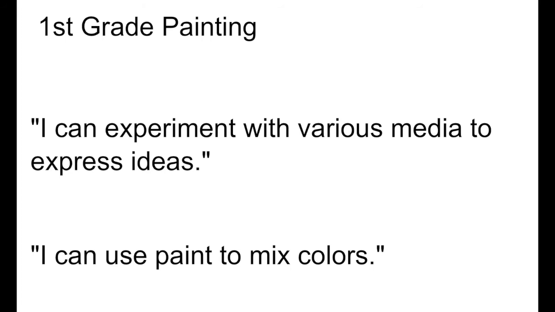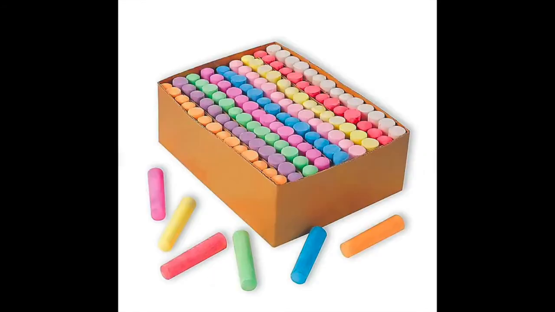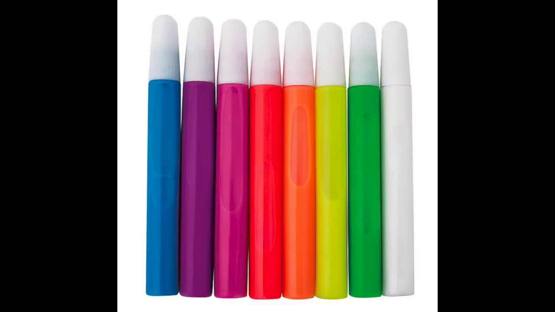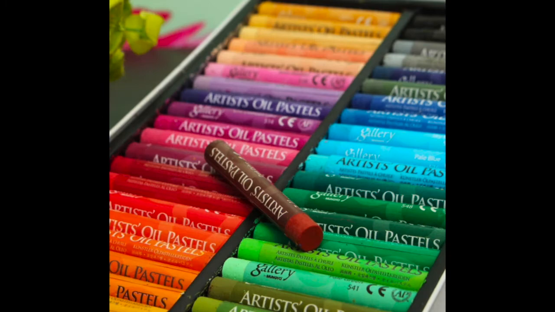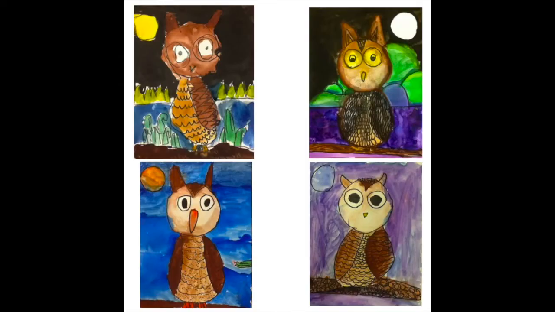Here are some learning goals for today's lesson. I can experiment with various media to express ideas. Do you know what media means? An artist chooses to use certain media in their artwork, like paints or chalk, crayons, marker, oil pastels. All of these materials are called media. The other learning goal, I can use paint to mix colors. That's where the owl comes in. You're going to be using watercolor paints to mix as many varieties of brown as you possibly can.